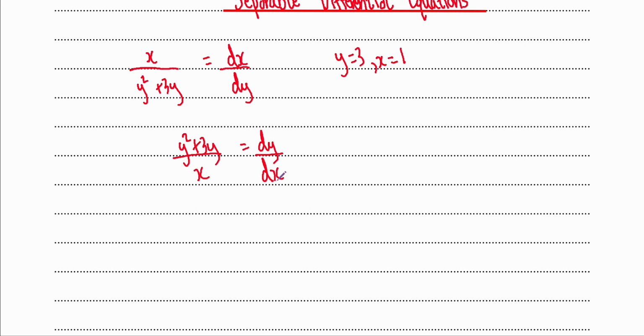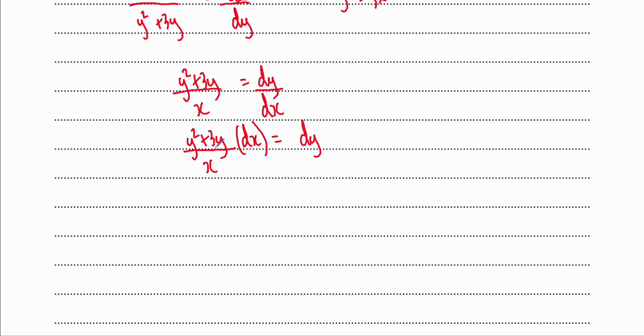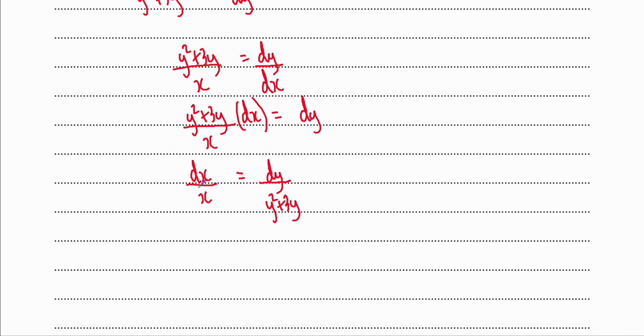Now, imagine you were treating dy and dx as a fraction. You can bring the dx to the other side, so you have y squared plus 3y divided by x times dx is equal to dy. Then divide by y squared plus 3y on both sides. So you have dx divided by x is equal to dy divided by y squared plus 3y. Now we have everything in terms of y on one side with dy, and everything in terms of x on the other side with dx. This is why it's separable, because you can separate x and y and then integrate on both sides. So let's start integrating.